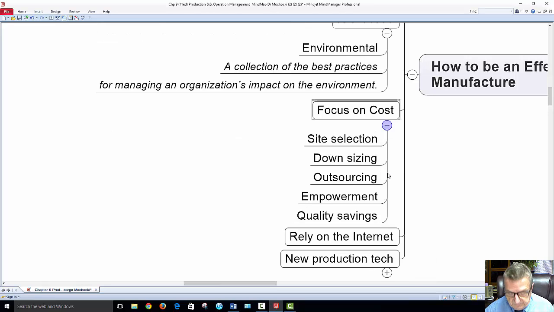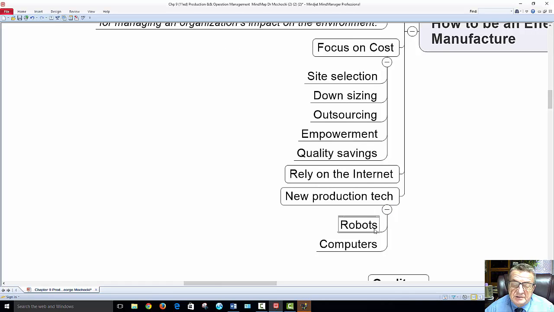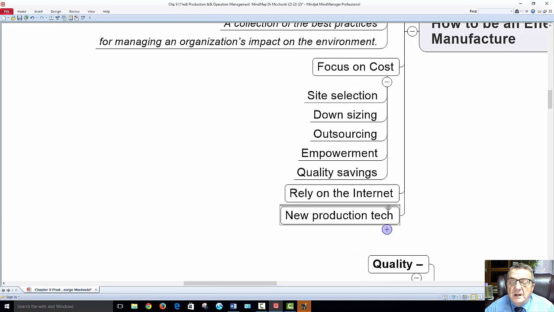And then we have focus on cost, site selection, downsizing, outsourcing, empowerment, quality, rely on the internet, and new production technologies, which is robots and computers. And if I'm looking at this, focus on cost and everything else, where are you going to go? Downsizing.